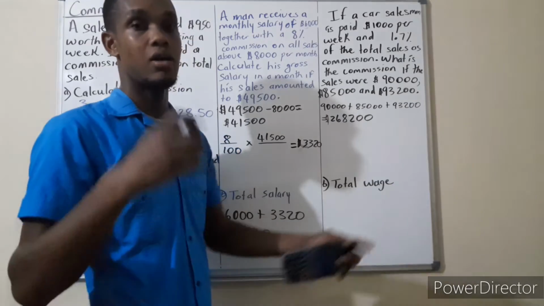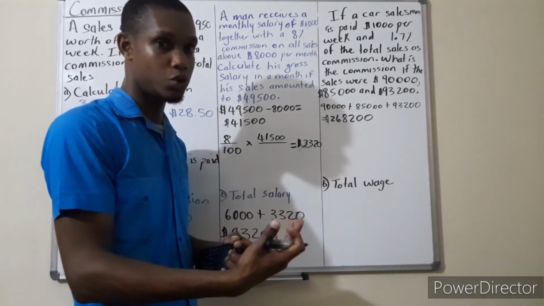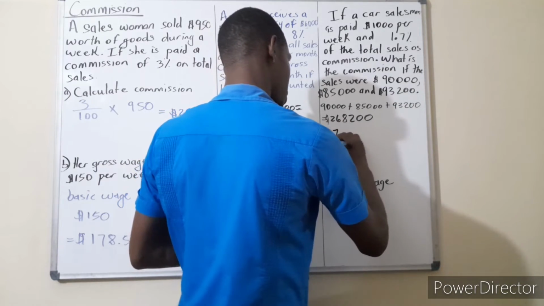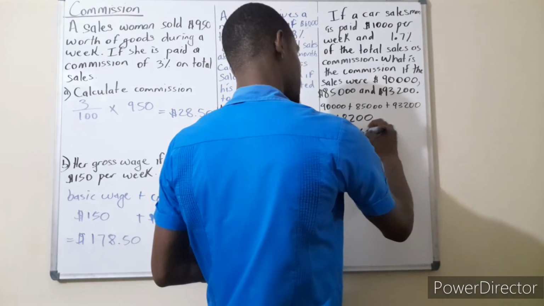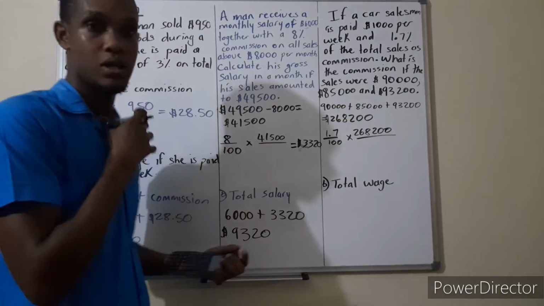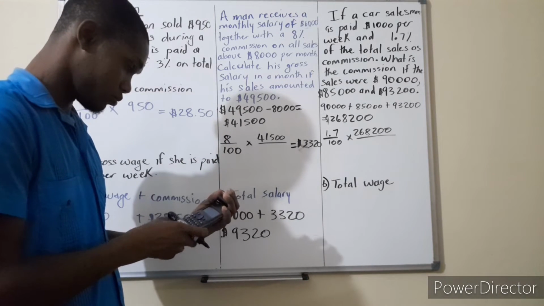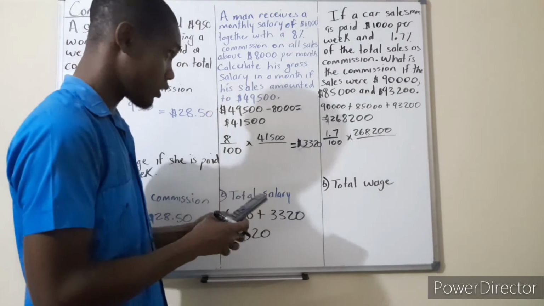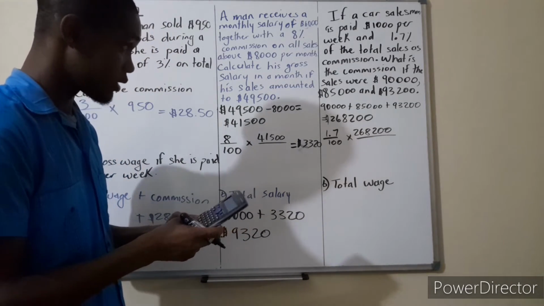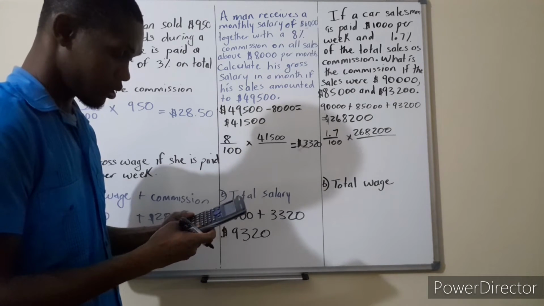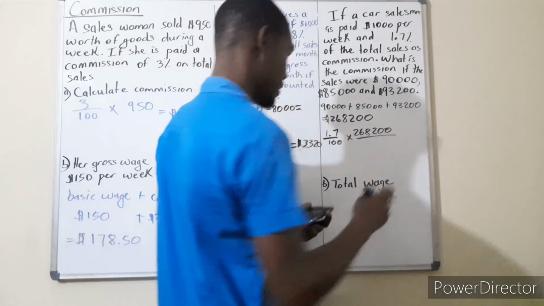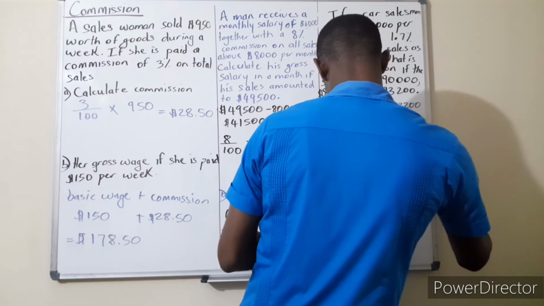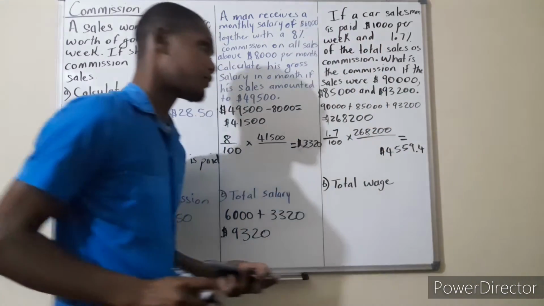So after you get the total sales, commission is always the percentage amount of your total sales or the marking price. So it's 1.7%, so that's 1.7 over 100 multiplied by the 268,200, because that is the total sales. So it's 1.7 times 268,200 divided by 100, and that would give you $4,559.40. So that would be the commission.